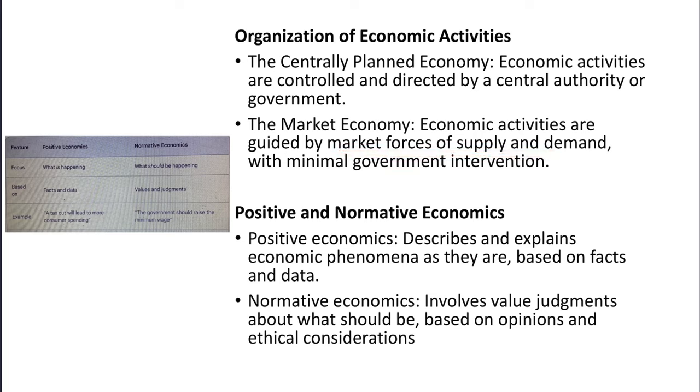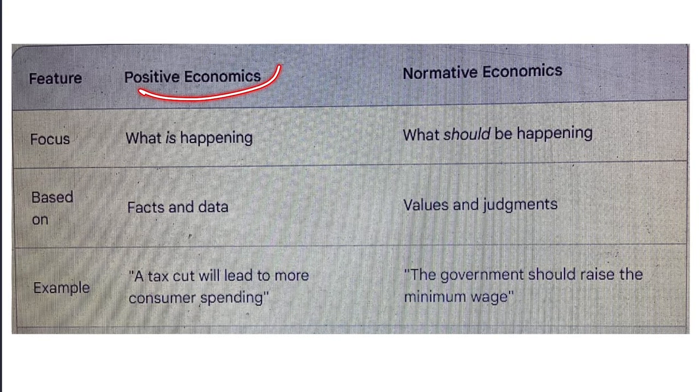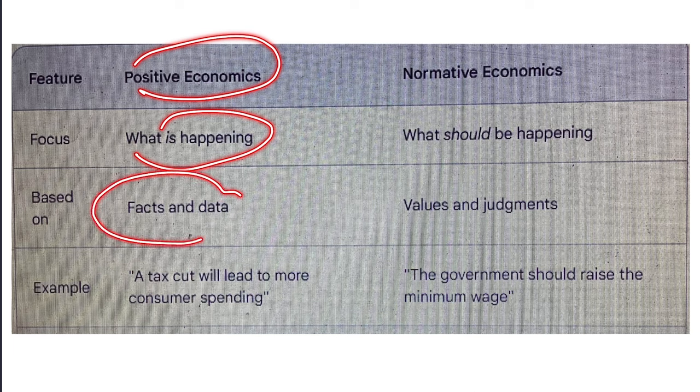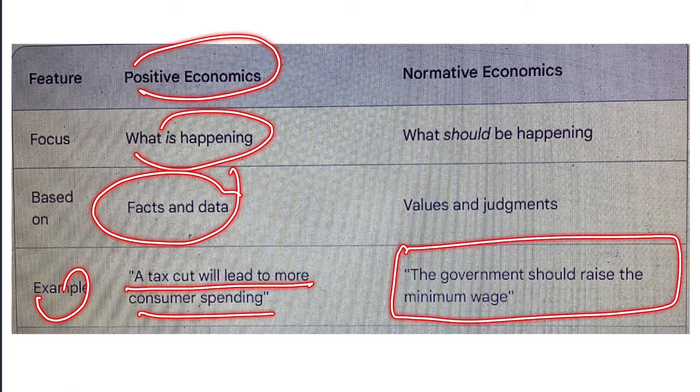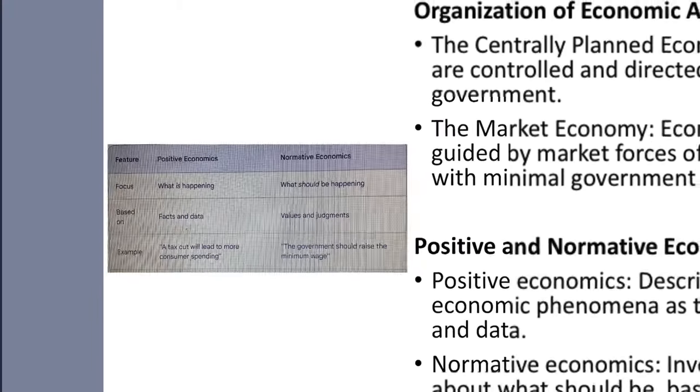Now positive economics basically explains economic phenomena as they are. And normative economics involves value judgments about what should be, based on opinions and ethical considerations. Take for example positive economics. What is happening? It focuses on facts and data. Take for example, a tax cut will lead to more consumer spending. Well, normative economics says that the government should focus on increasing the minimum wage. So that is the difference between positive economics and normative economics.